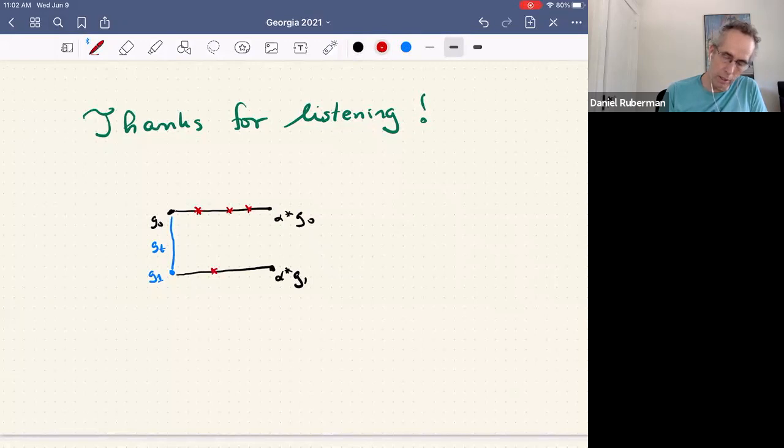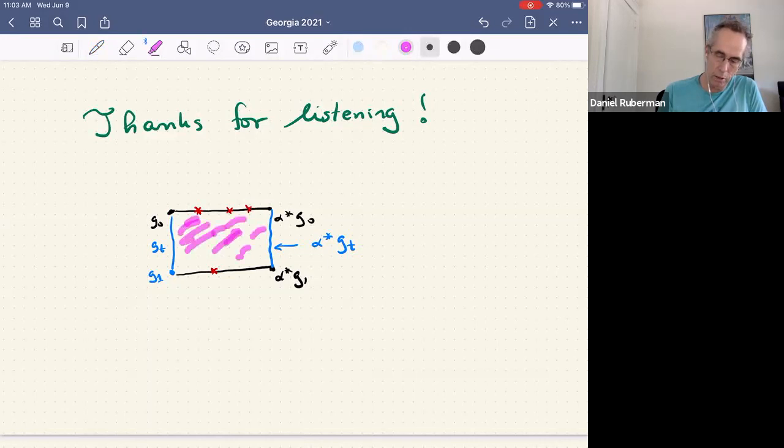So I want to fill in this square, so to speak, and the idea is that I have to connect alpha star of G0 to alpha star of G1. And here, not an arbitrary path, this is an absolutely essential point, I take alpha star of GT. Now we're in the space of metrics, which is contractible, so I can fill that in with a two-parameter family of metrics. Let me look at the two-parameter moduli space. If you count the dimensions, that should be one-dimensional.